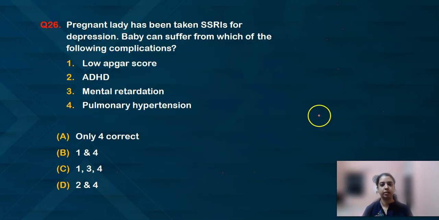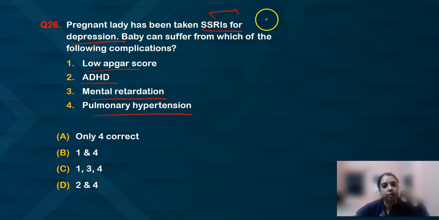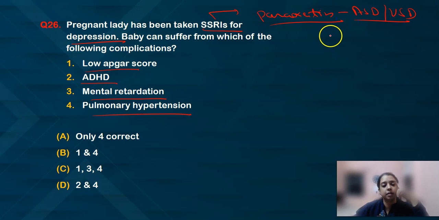Next. A pregnant lady has been taking SSRI for depression. The baby can suffer from which of the following complications? So it is on teratology. Another question has been asked on teratogens, so it's important to read teratology in detail. Now, due to SSRIs, what can happen? Low Apgar score, ADHD, mental retardation, or pulmonary hypertension. SSRIs are not contraindicated in pregnancy. They are safe except for paroxetine. Paroxetine is the one which is not recommended because it can cause ASD and VSD. It is the only one which is not recommended in pregnancy.